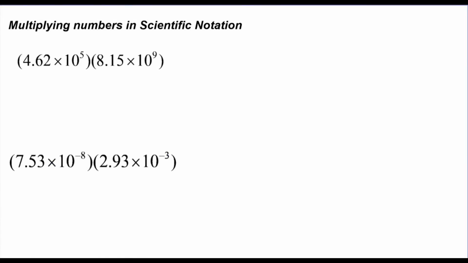Here I have two numbers that are in scientific notation and I'm multiplying them together. So remember, the first thing I need to do is multiply the factors together. So I'm going to multiply these two numbers together.